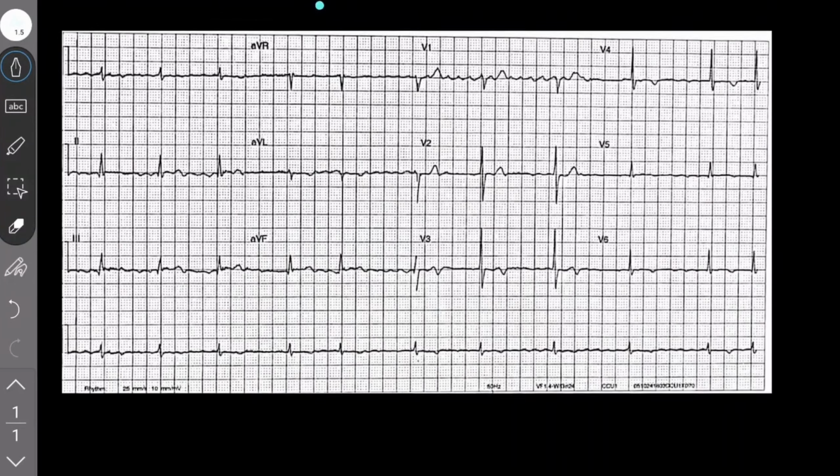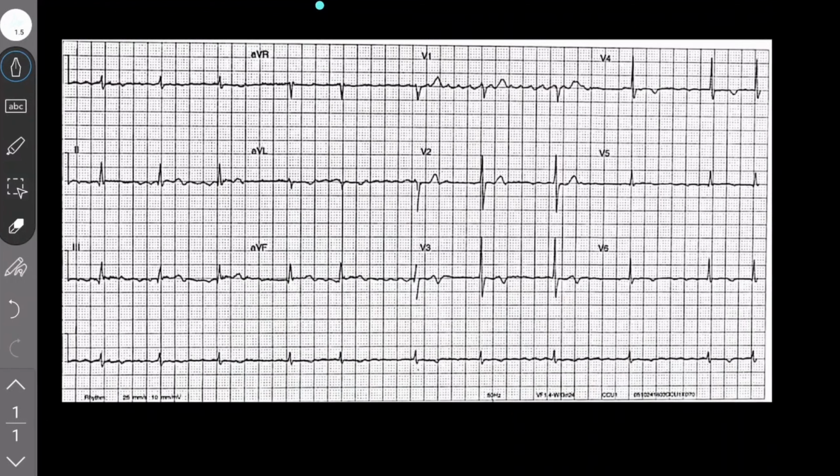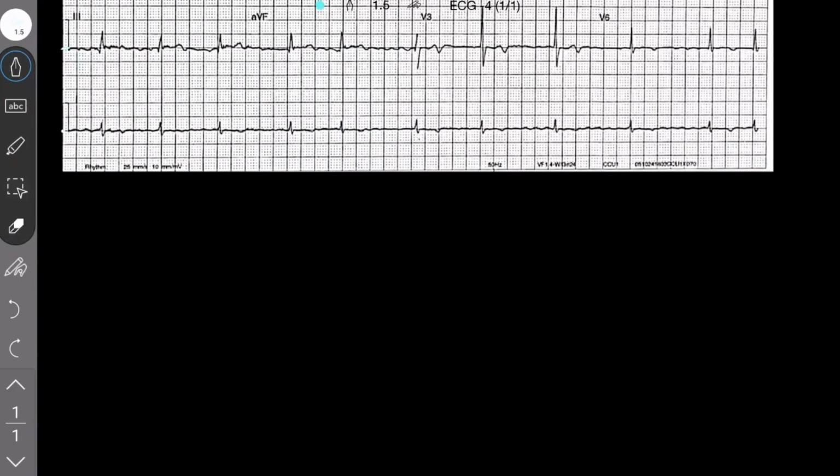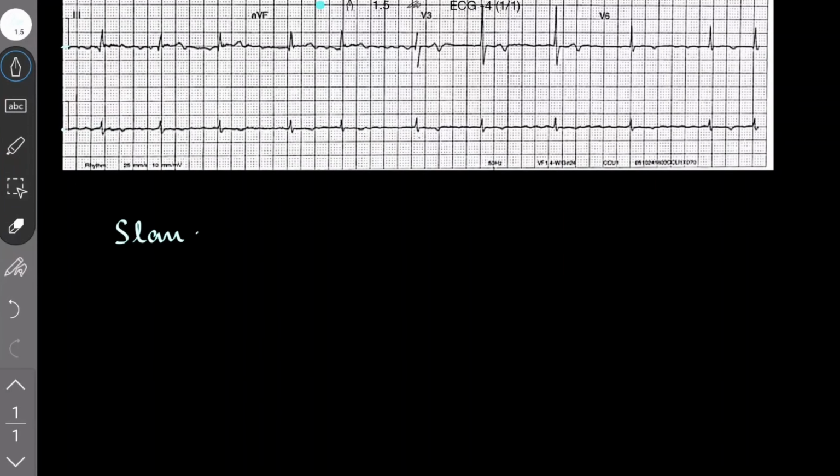First, we check whether the ECG is in standardized form, the calibration. Here we have one small square and two big squares vertical and one horizontal. So the standardization is good. So it is a standard ECG.